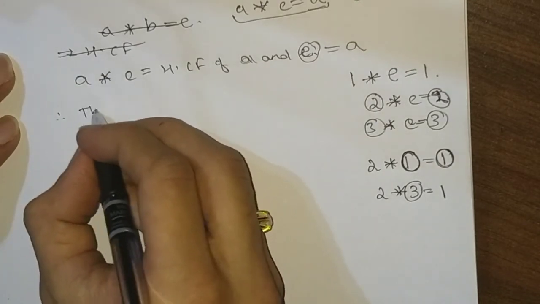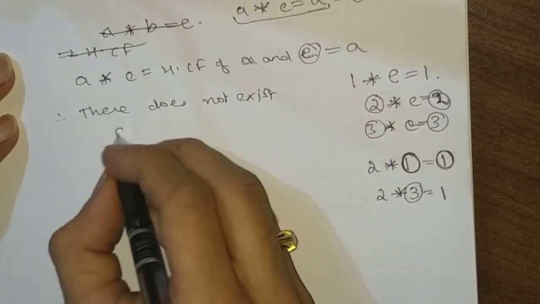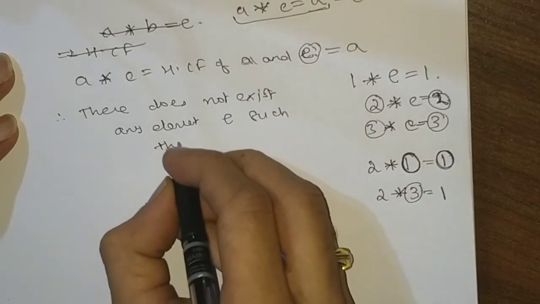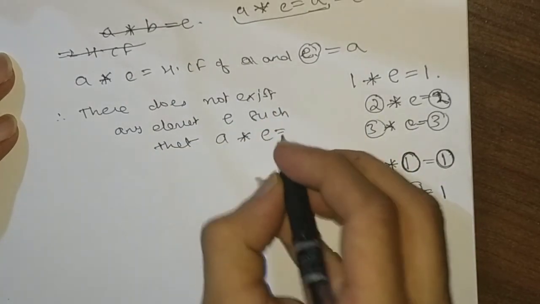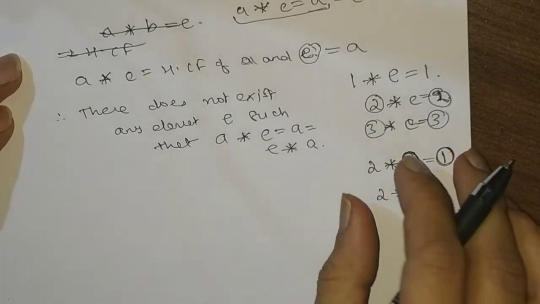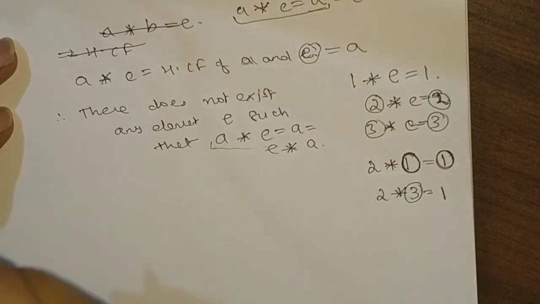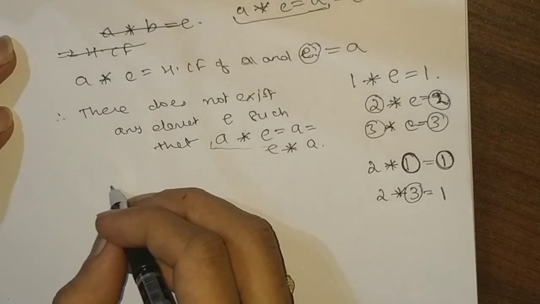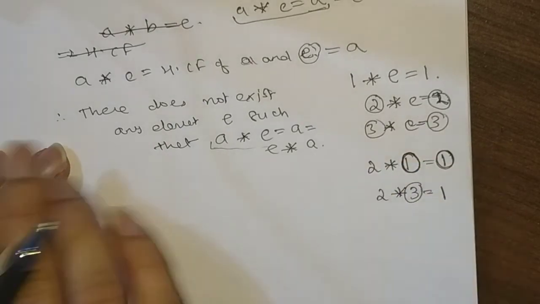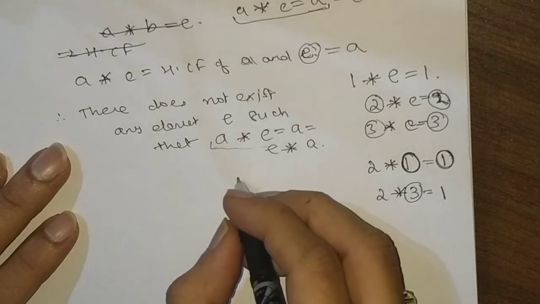Therefore there does not exist any element E such that A star E is equal to A, which is equal to E star A. So that is the answer for the third part: there does not exist any identity element for the operation star on N.